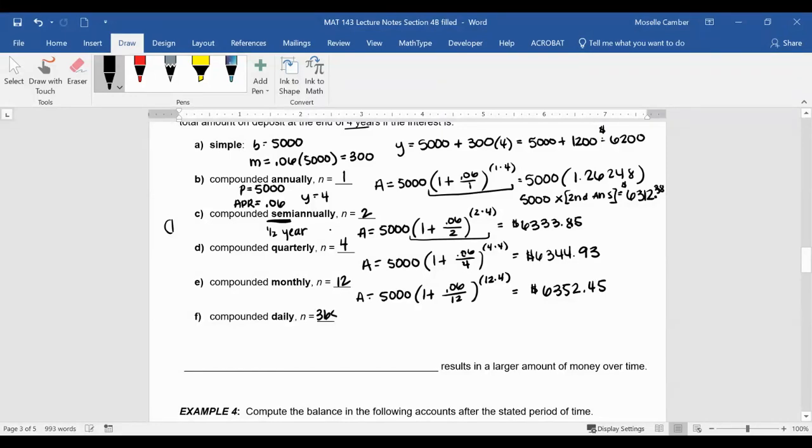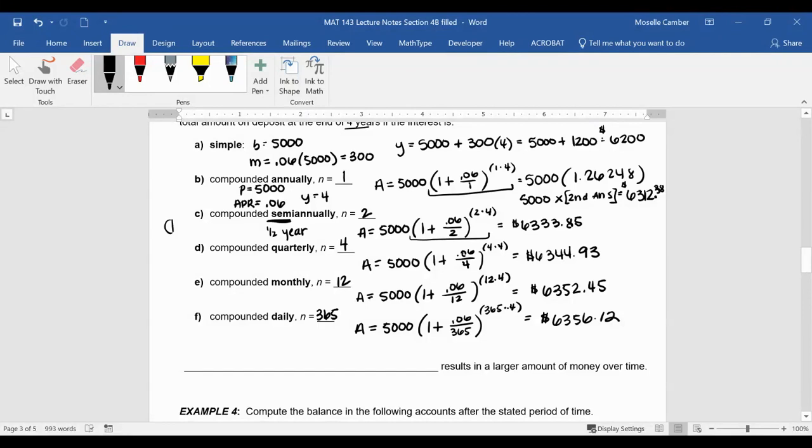And lastly, let's look at compounding daily. So there's 365 days in most years. So we'll always use the 365 for generality's sake. So our ending balance, we're starting with 5,000. We have 1 plus our rate. So our yearly rate is 0.06. To get it into a daily rate, we divide it by 365. And this is going to be done 365 times each year for 4 years. And for that, we get 63.5612.